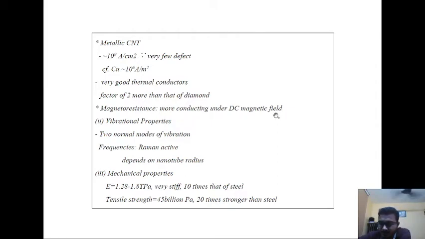Then we have vibrational properties. There are two normal modes of vibrations and the frequencies are Raman active depending on the nanotube radius. Then we have mechanical properties and these are the numbers which are written. These are very stiff, 10 times stiffer than steel. Tensile strength is 45 billion Pascal, which is 20 times stronger than steel.